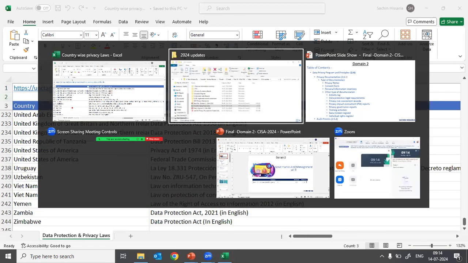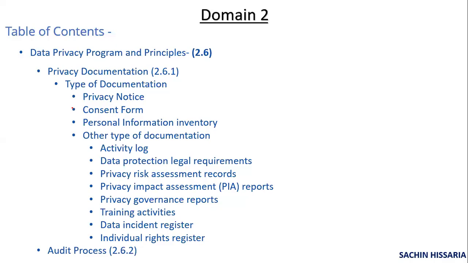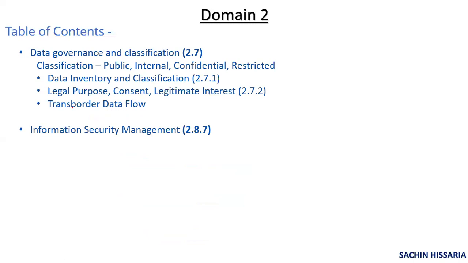So in this topic we will cover what documentations are very common in those privacy laws and what a company needs to document. This we will discuss here. Then audit process and data governance and classification. Here we will discuss how to govern the data and how to classify the data. After classifying, what controls does the company need to implement?